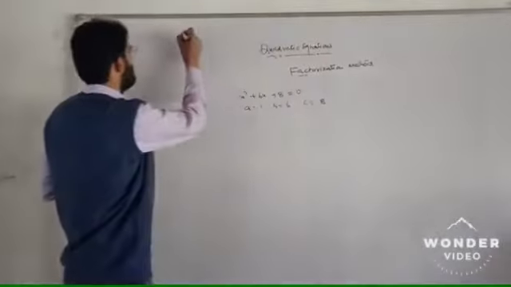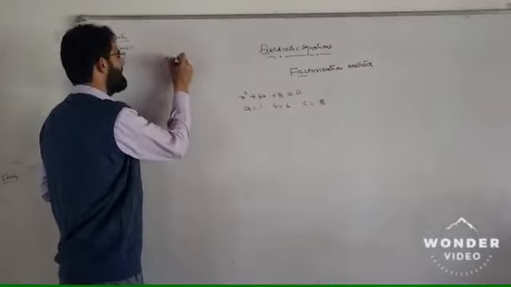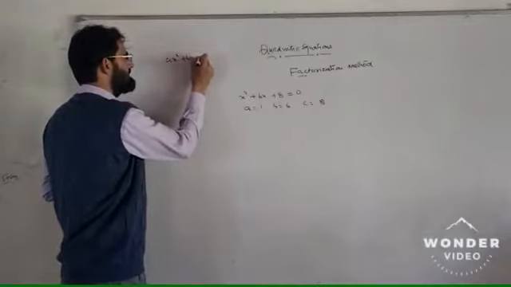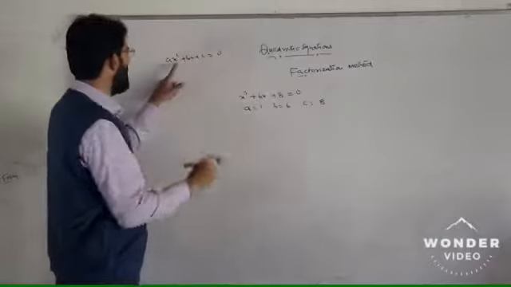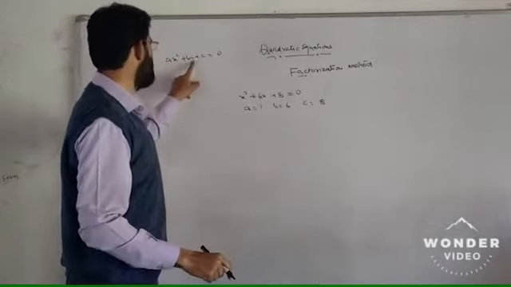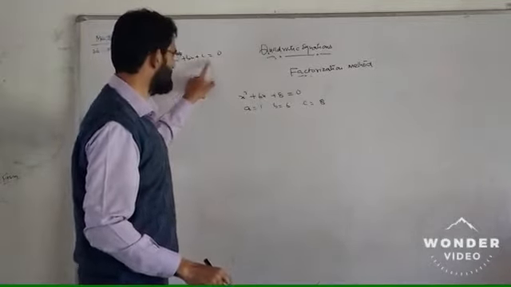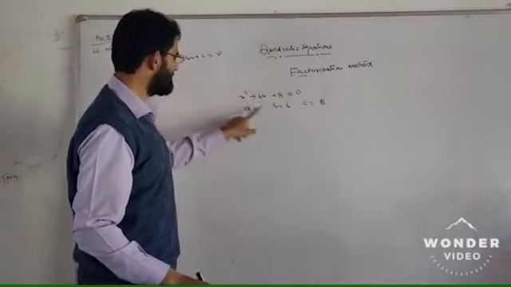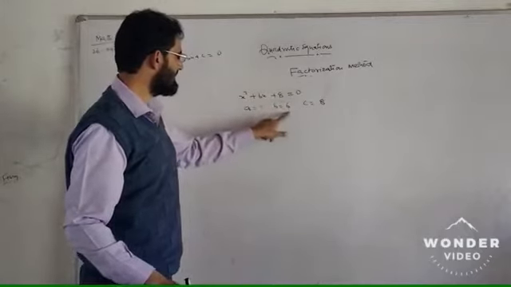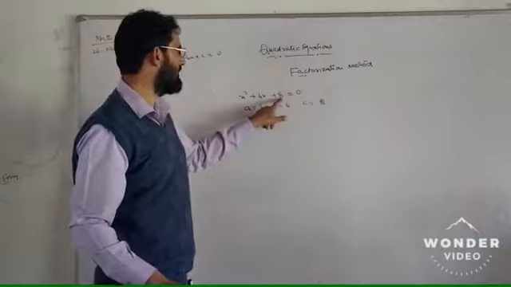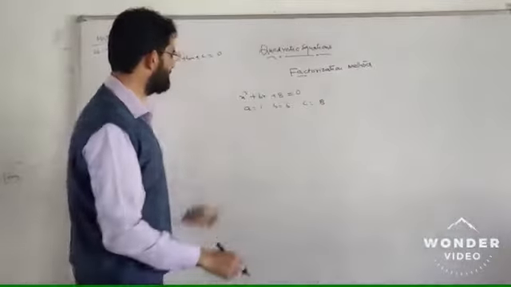We know that we have the general form of a quadratic equation, ax square plus bx plus c is equal to 0. So A is the coefficient of x square, B is the coefficient of x, and c is the constant term. Here the coefficient of x square is 1. What is the coefficient of x? It is 6. And what is c? C is the constant term, that's 8.